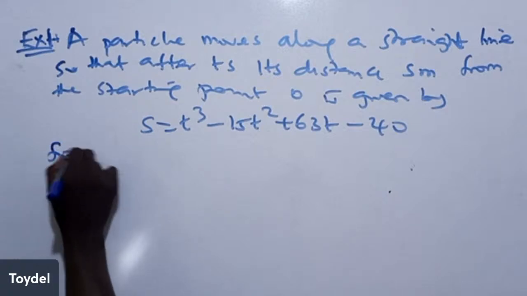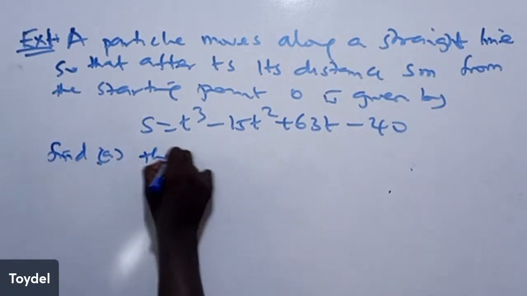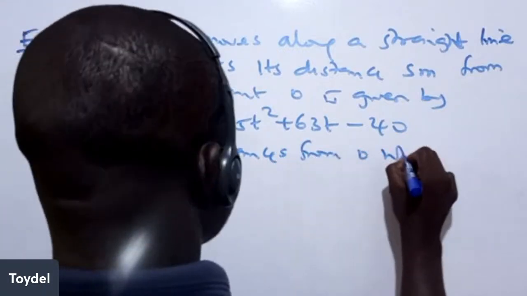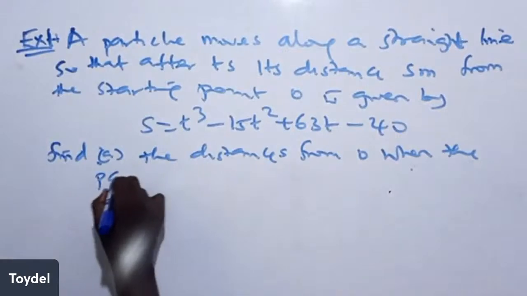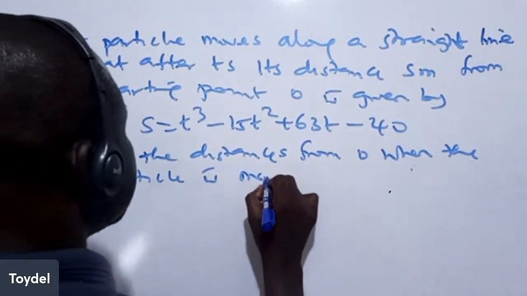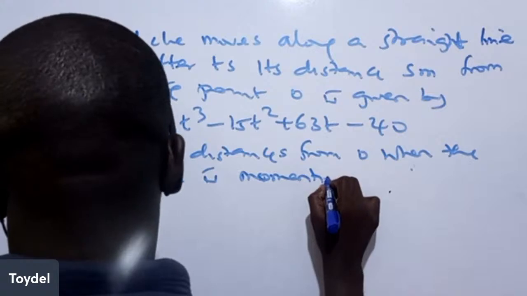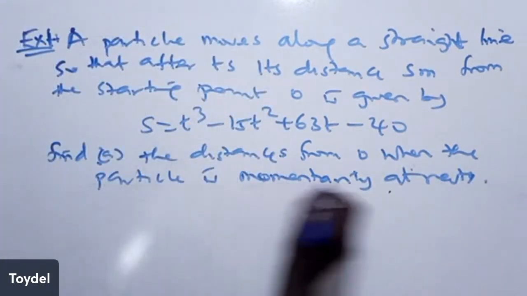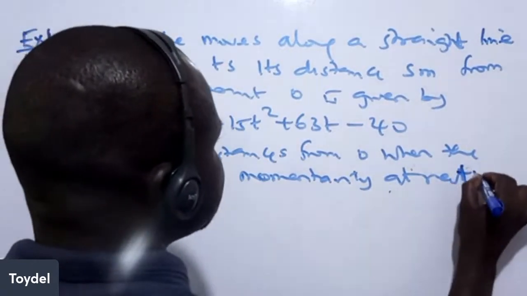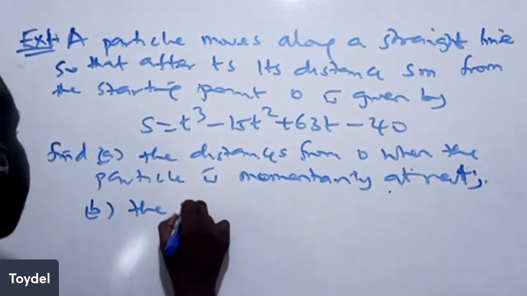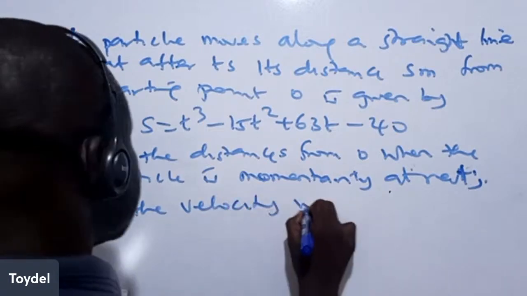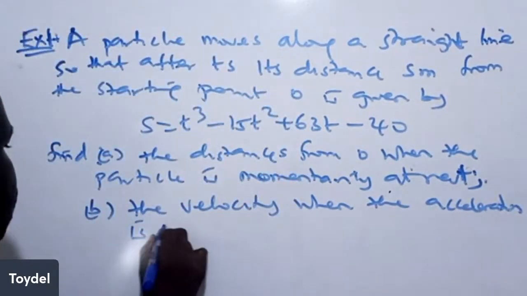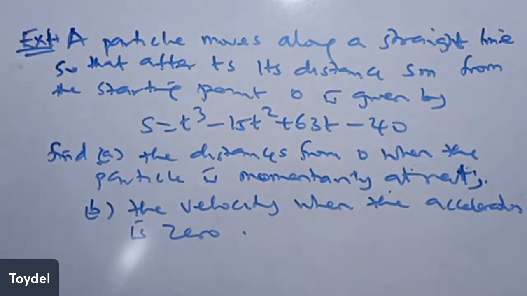The question now: first, find the distance from 0 when the particle is momentarily at rest. Then the second question, find the velocity when the acceleration is zero. So these are the two questions that we want to solve here.